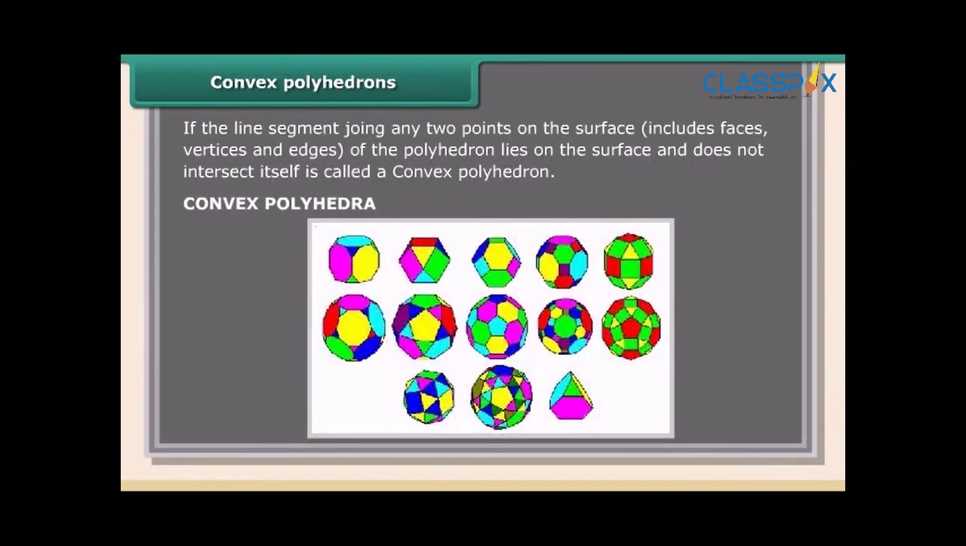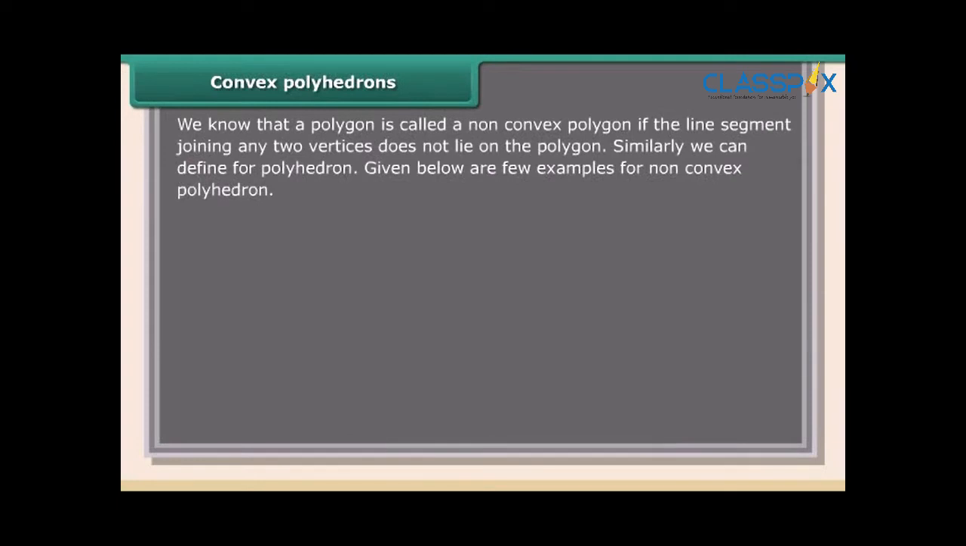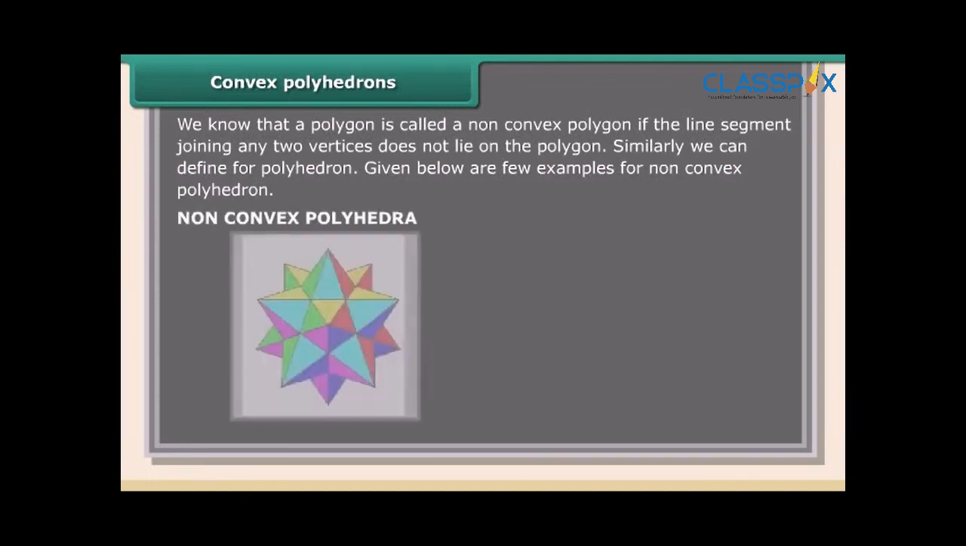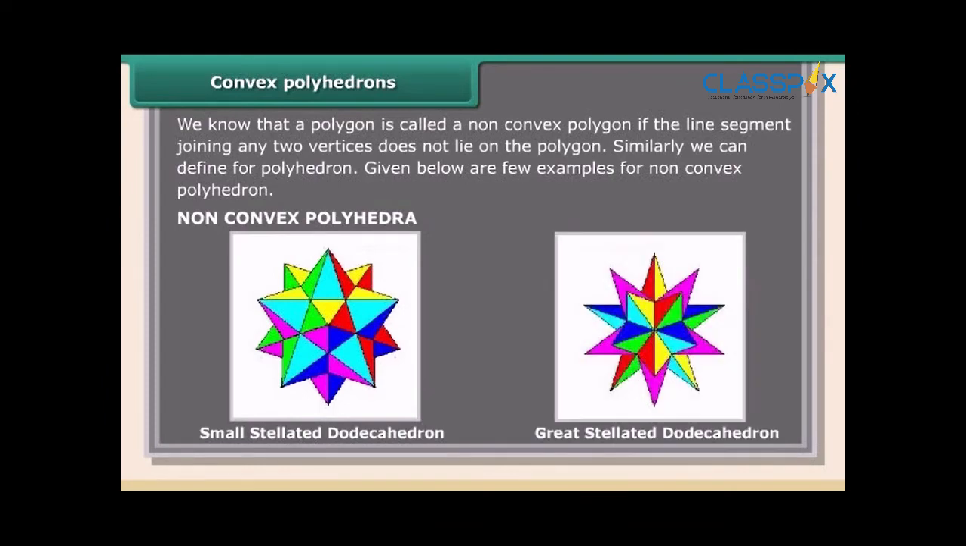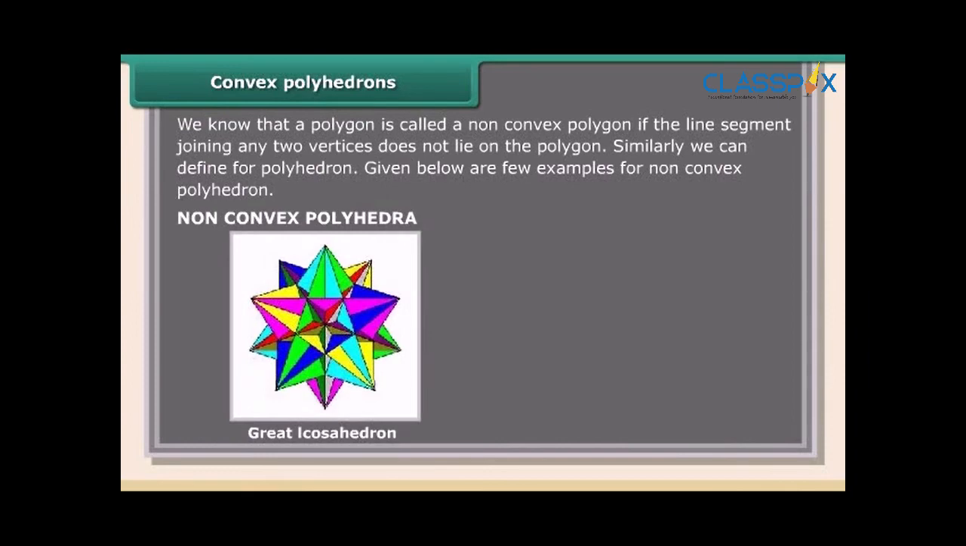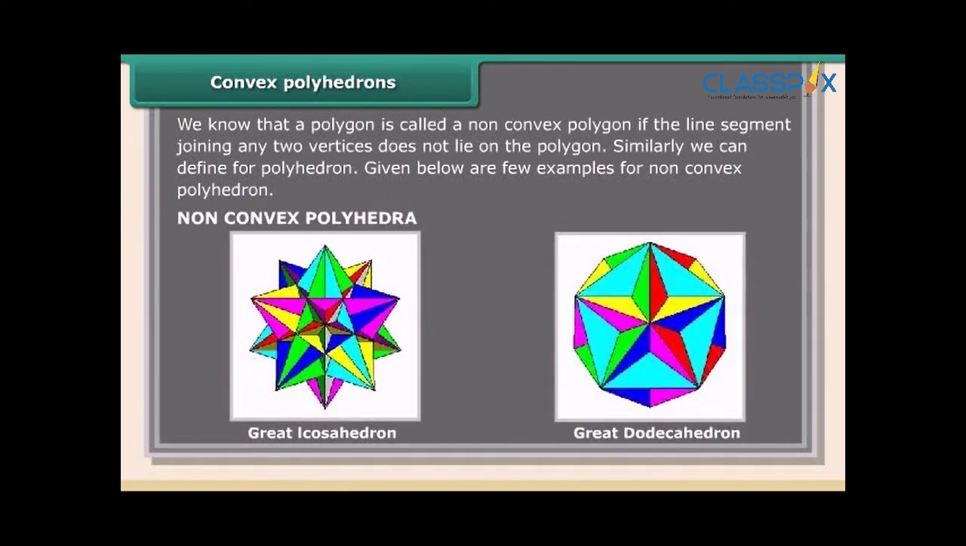Non-convex polyhedra: we know that a polygon is called a non-convex polygon if the line segment joining any 2 vertices does not lie on the polygon. Similarly, we can define polyhedron. Given below are few examples for non-convex polyhedron: small stellated dodecahedron, great stellated dodecahedron, great icosahedron, great dodecahedron.